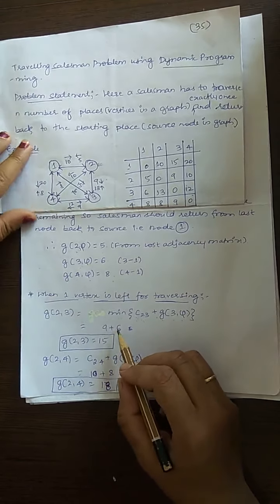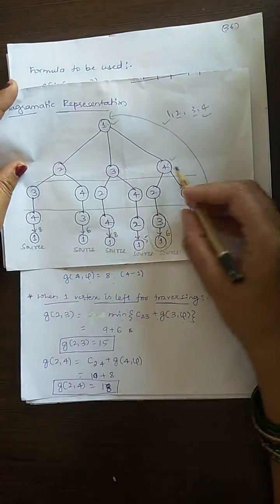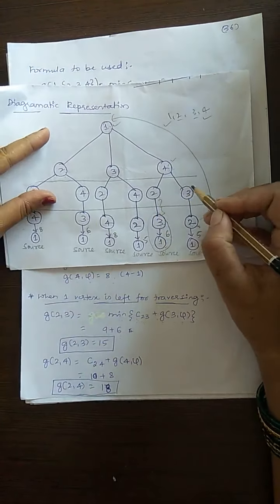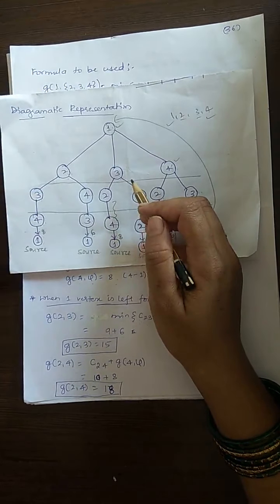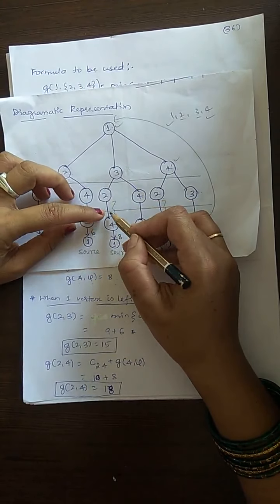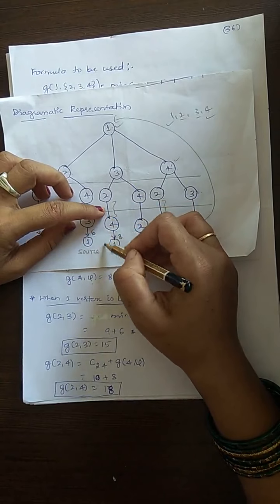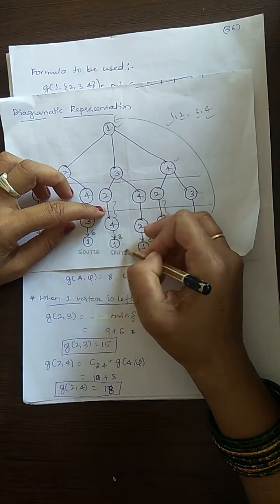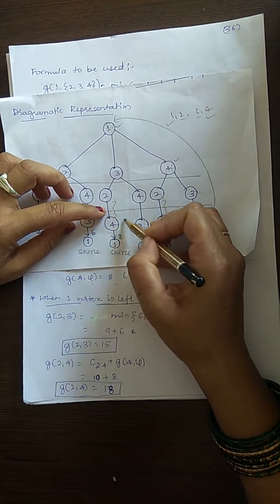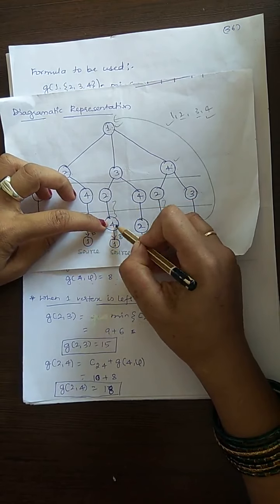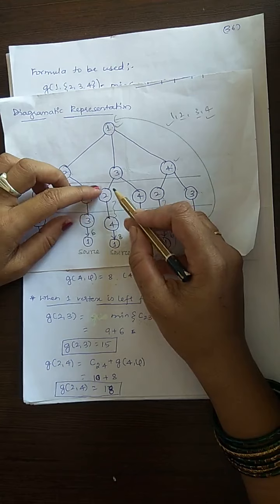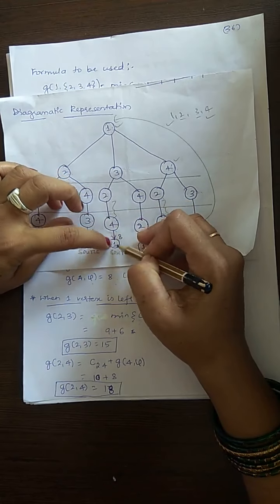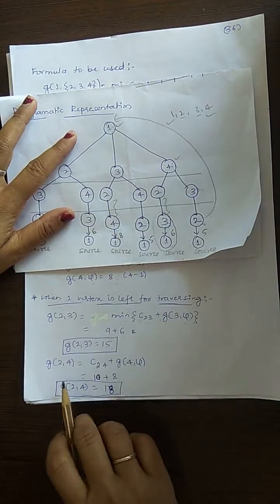So now I have got the distance from 2 to 3. Next, from 2 to 4 also I have to get. How can I calculate? The 2 to 4 distance plus the distance remaining for traversing this part. This part is nothing but G of 4 comma 5, is it not? So 2 to 4 plus 4 comma 5. That is what we have written here.